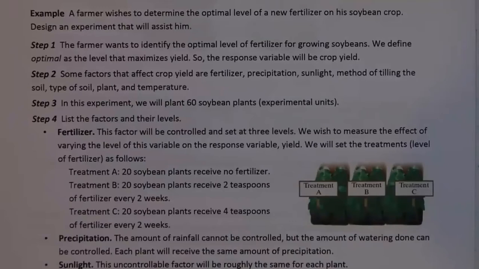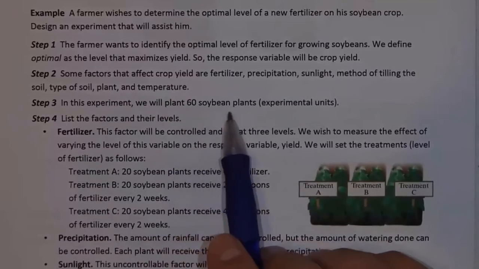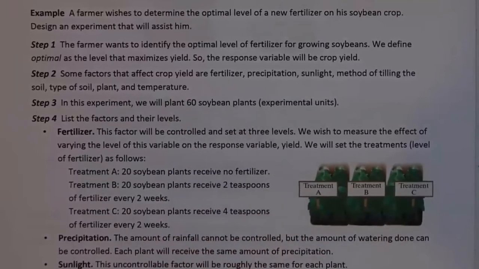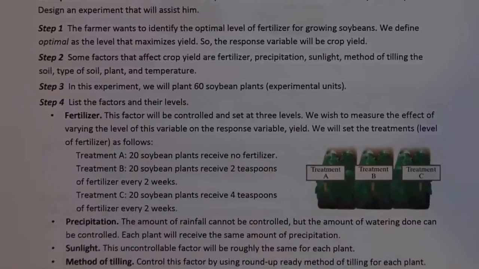So how many experimental units are we going to have? We have to decide that for our research. In this experiment, we're going to plant 60 soybean plants. Those plants are going to be our experimental units. Now that's a relatively small number of individuals, especially since we're talking about soybean plants. So list the factors and their levels.